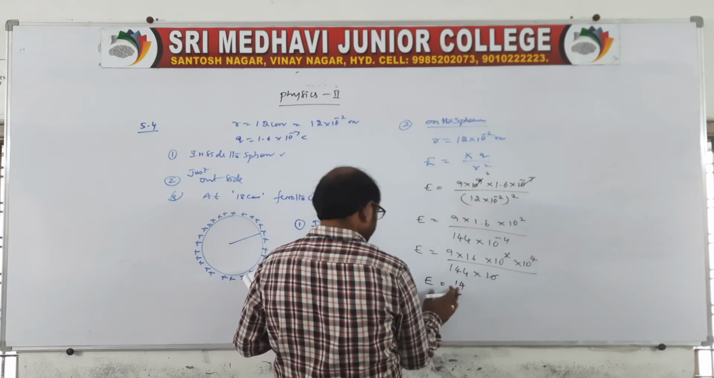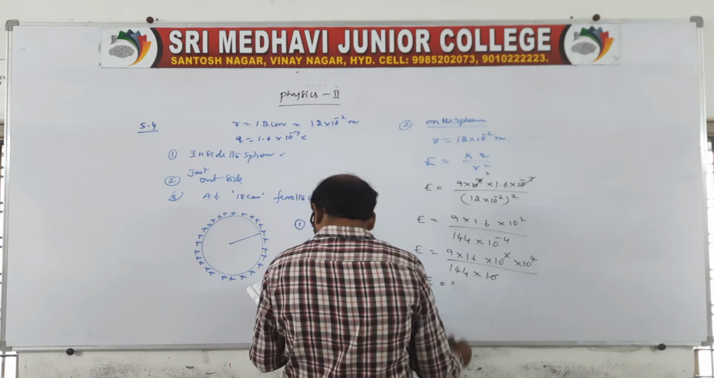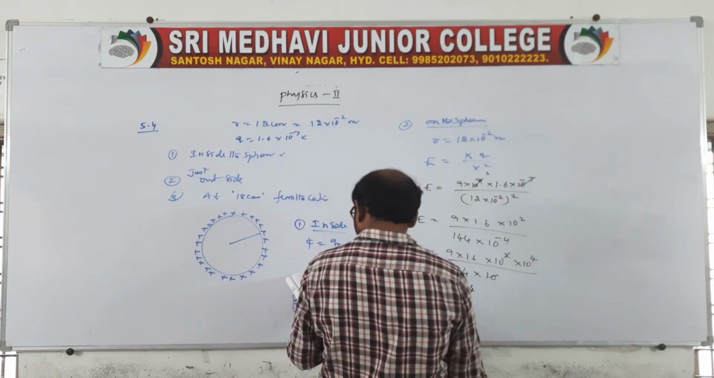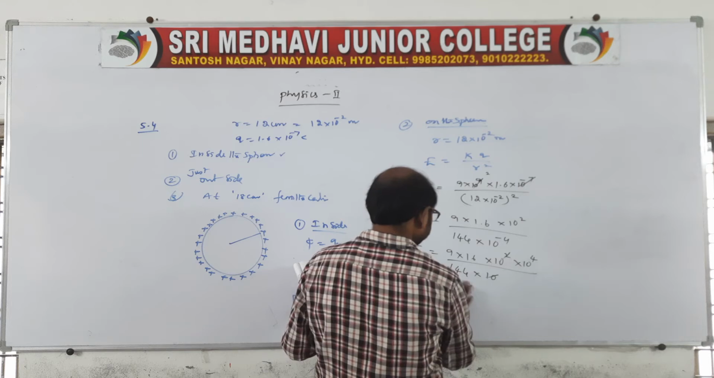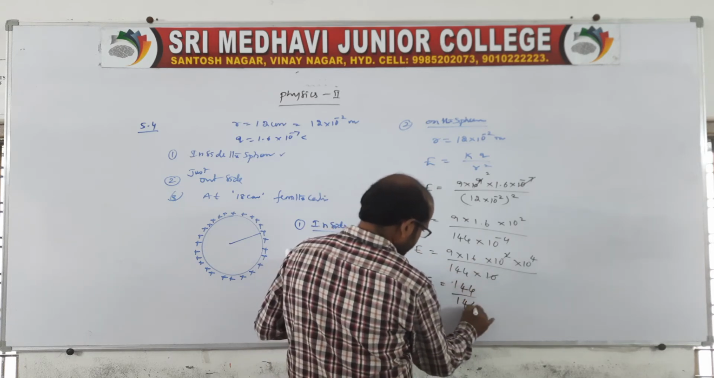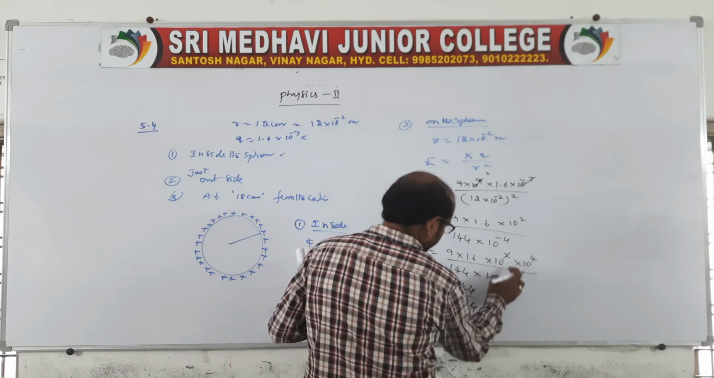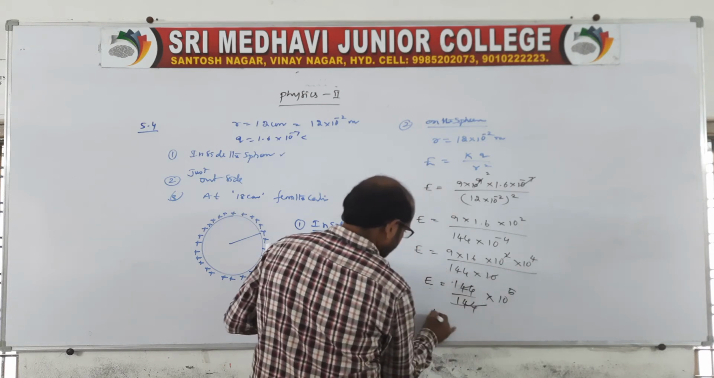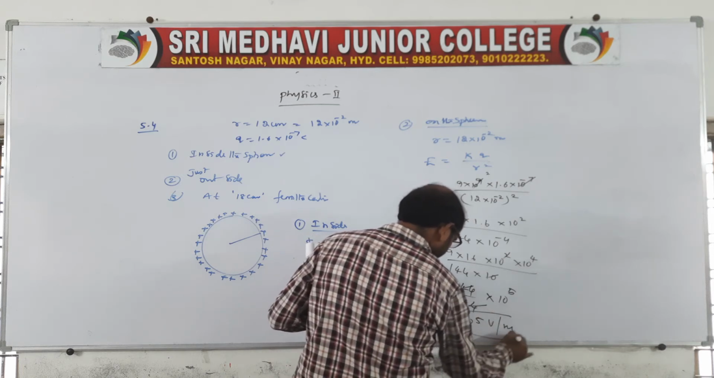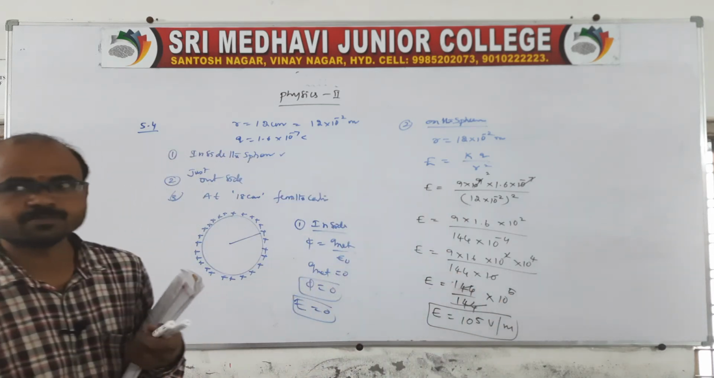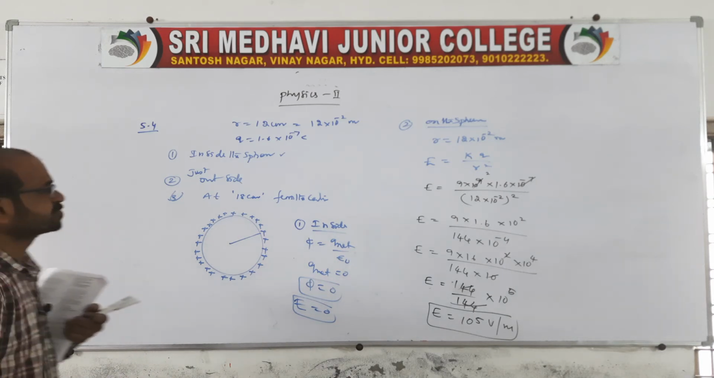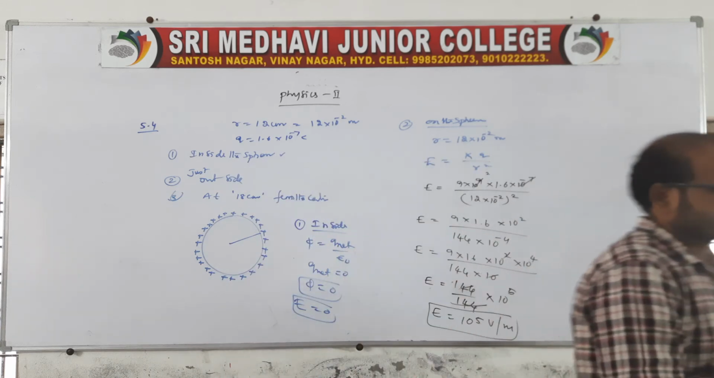The answer will be approximately, after calculating, so we make it 10 power 5 directly, because it is 144 only, into 10 power 5 is there, you cancel this, then E is equal to 10 power 5 volt per meter. It is just on the sphere, just on the sphere it will be like this, right? And we'll move to the third case.